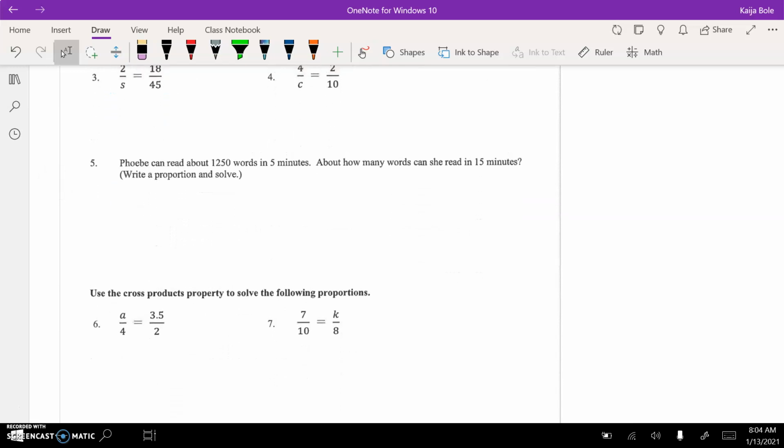Number 5, a word problem. It says write a proportion to solve. Important, okay, so meaning something that looks like this.